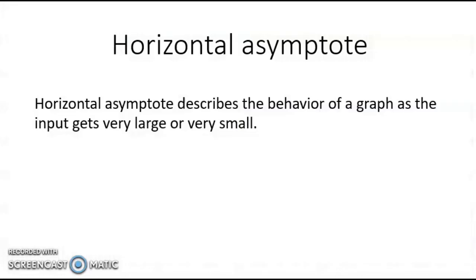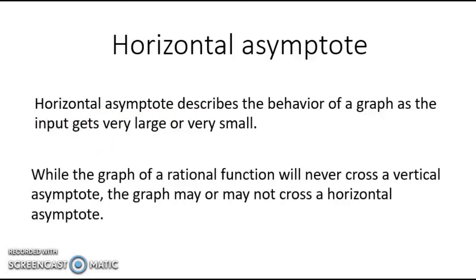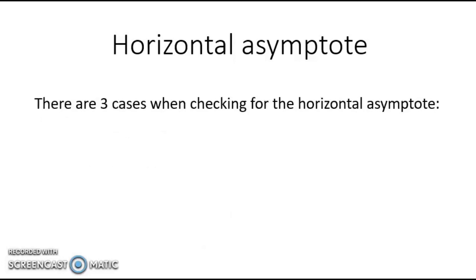Next is the horizontal asymptote. The horizontal asymptote describes the behavior of a graph as the input gets very large or very small. So this input is the x values. While the graph of a rational function will never cross a vertical asymptote, the graph may or may not cross a horizontal asymptote. There are 3 cases when checking for the horizontal asymptote.